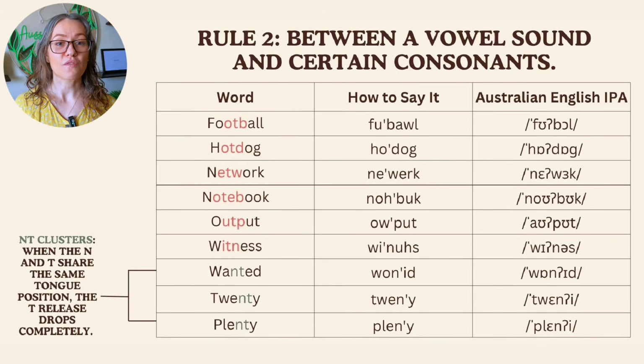Rule number 2, between a vowel sound and certain consonants. So when a t sits between a vowel sound and another consonant, the t can become a glottal stop. So, for example, football. The t sits between the vowel in foot and the b of ball, football, not football.